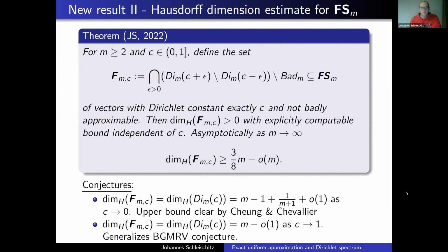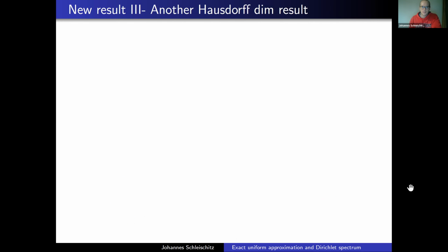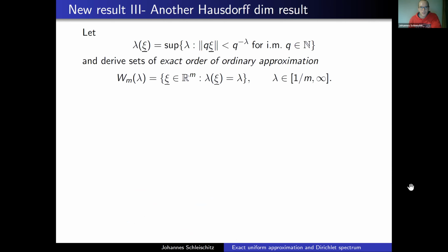Okay. And finally, not quite the last, but again something about Hausdorff dimension, where I also introduce these sets of exact order of approximation lambda. So let lambda be a value between minus 1 over m and infinity, can be infinite. This lambda is the ordinary exponent of approximation for which this inequality has infinitely many solutions. That's why I take 1 over m. By Dirichlet's theorem, it's always satisfied for 1 over m. But it might be larger, and these sets will decrease.